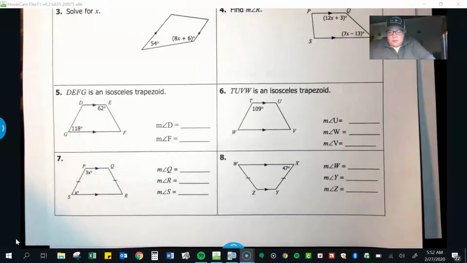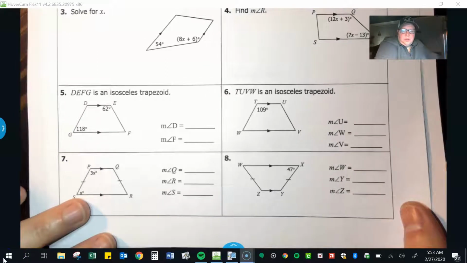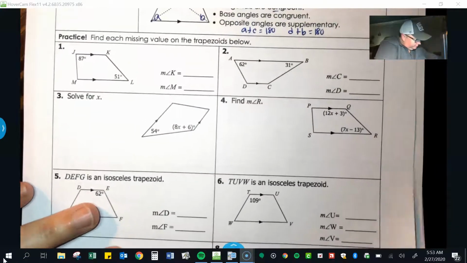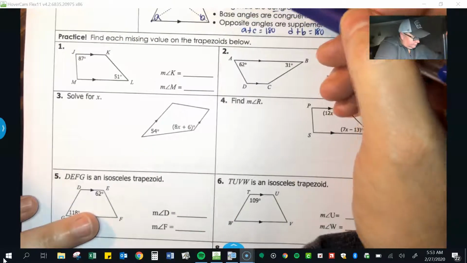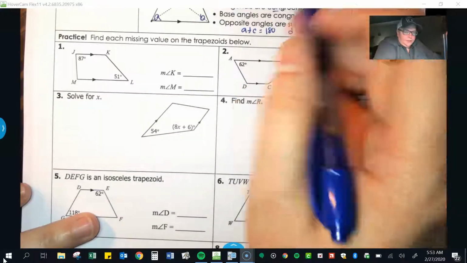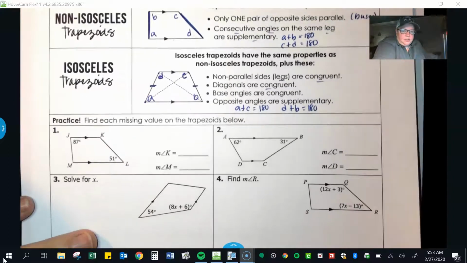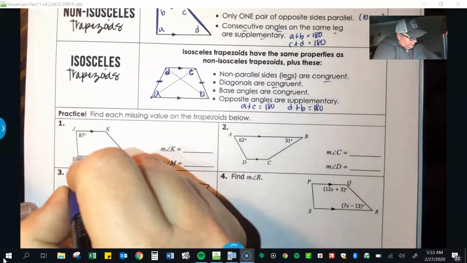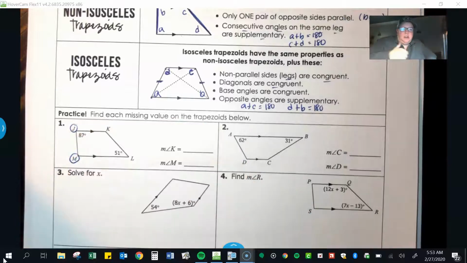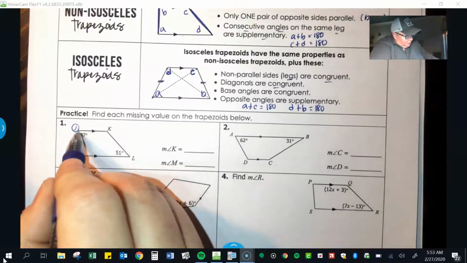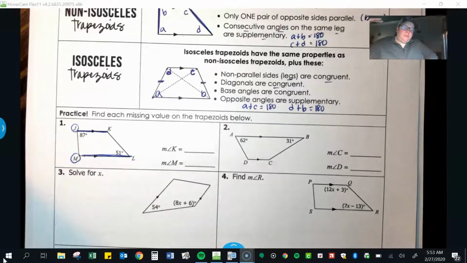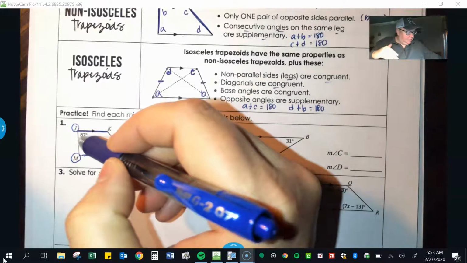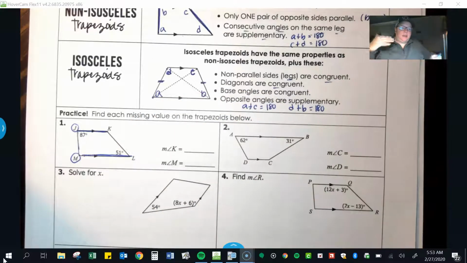Let's start. I'm going to do number 1 here with you. I've been given 2 angle measures, and it wants the other 2. Well, I remember that the consecutive angles on the same leg are supplementary. So J and M are consecutive angles on the same leg. Remember, these are my bases, my parallel sides. Consecutive means one right after the other, and this would be a leg. J and M are on the same leg, so J and M are my consecutive angles on the same leg.